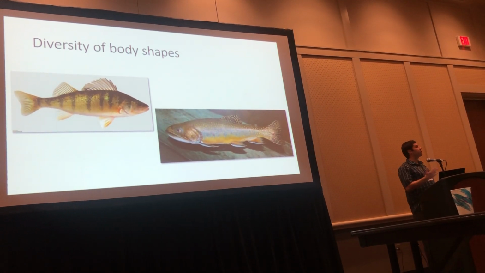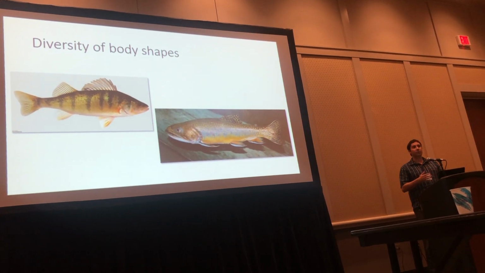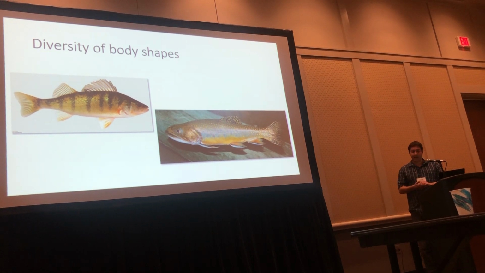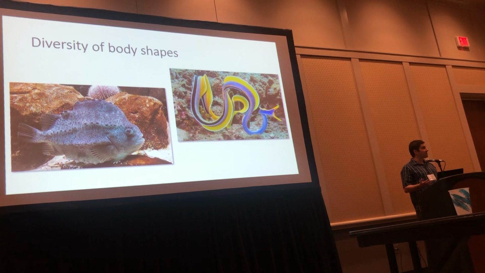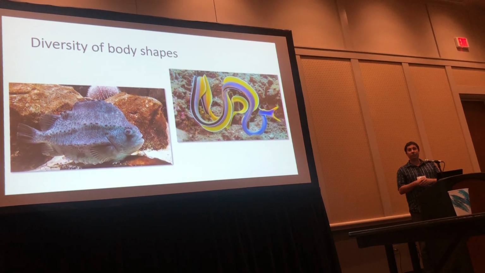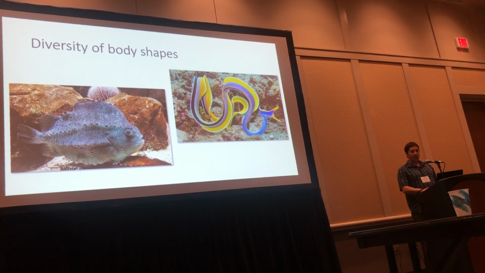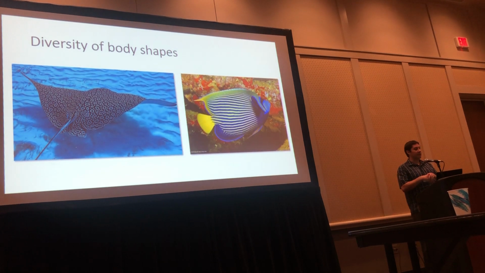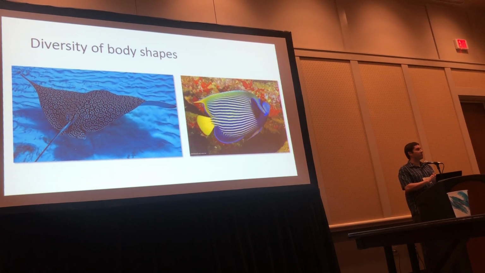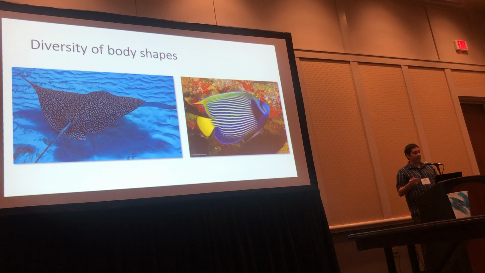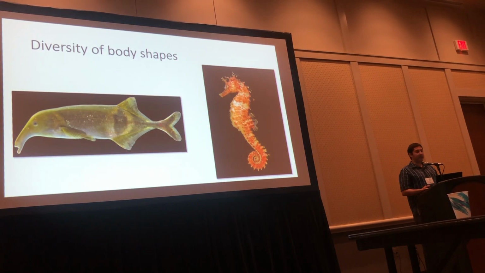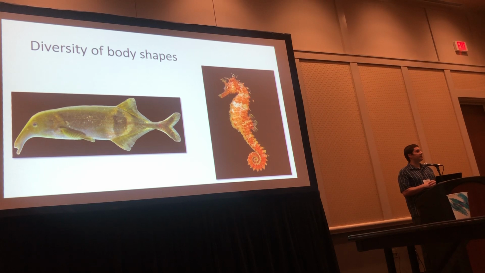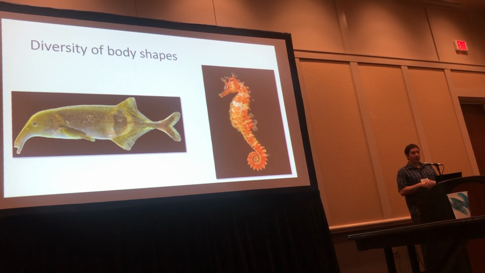So we can have more traditional fish shapes, so perch or salmonids are a good example of that. But we can also have very rounded morphology, such as lumpsuckers. We can have very elongated forms, such as eels and their relatives. We can also have these laterally or dorsoventrally compressed fish, such as batoids or angelfish and their allies. And then we can have just weird stuff, such as seahorses, for example.